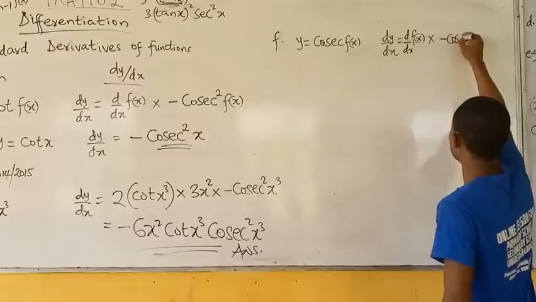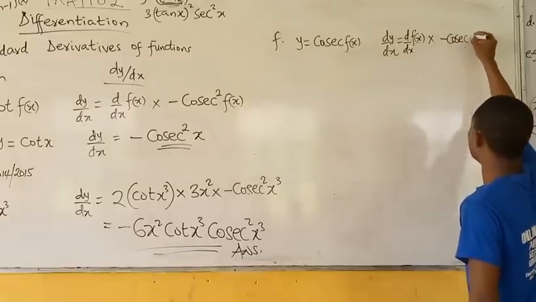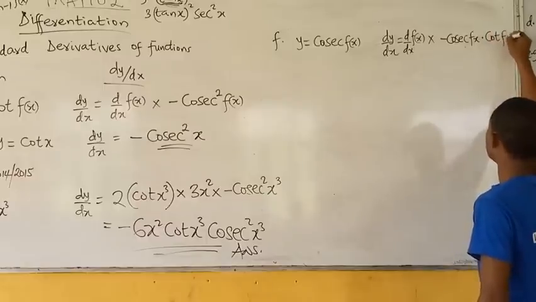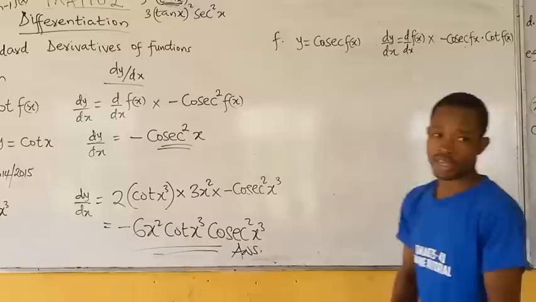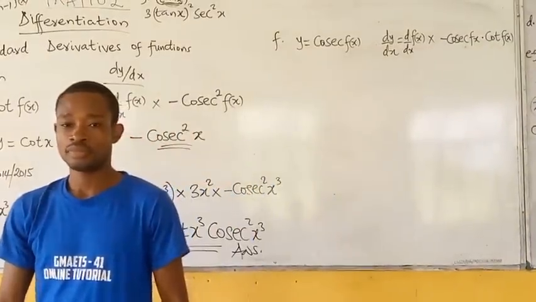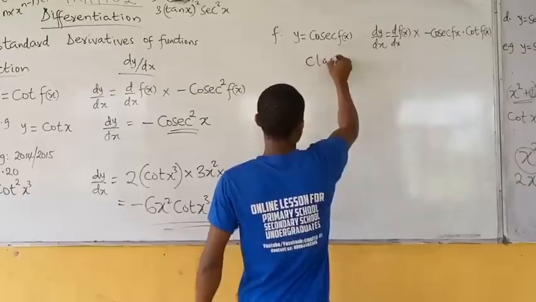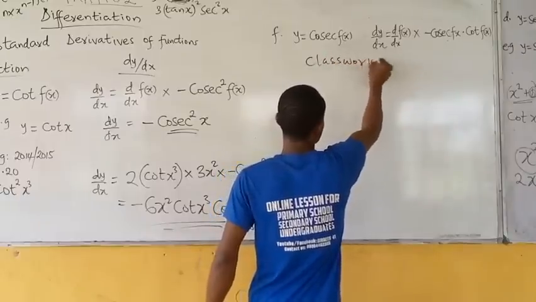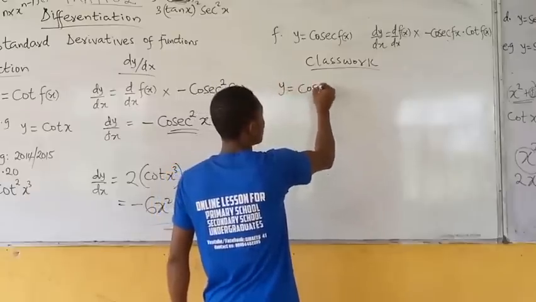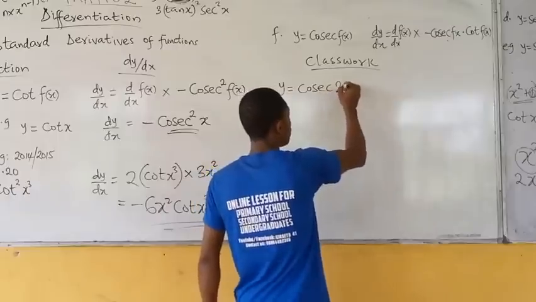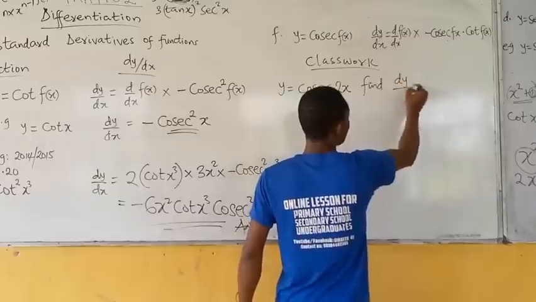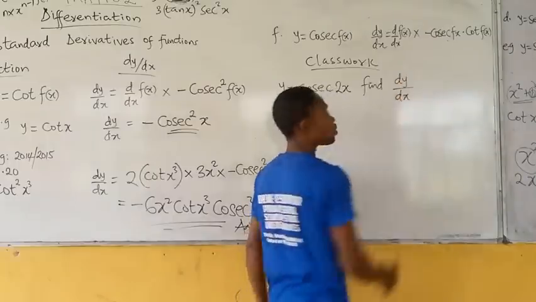Times minus cosec. Remember, the cosec will carry the f of x, is that not so? Then times cot. The cot will also carry the what? F of x. That's the standard. Take this as a classwork in applying this standard. Let me see how far you can get. Y is equal to cosec 2x. Find the differential coefficient of y with respect to x.